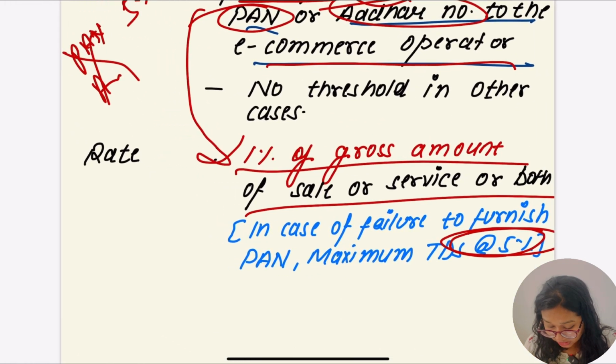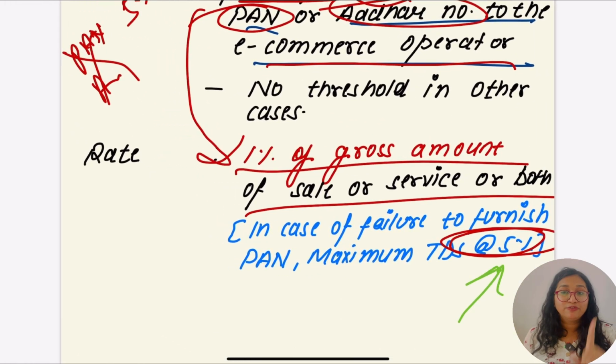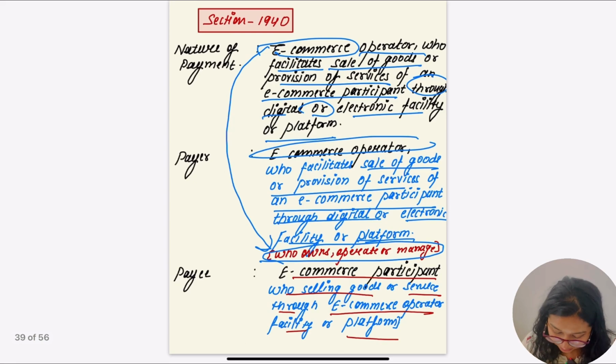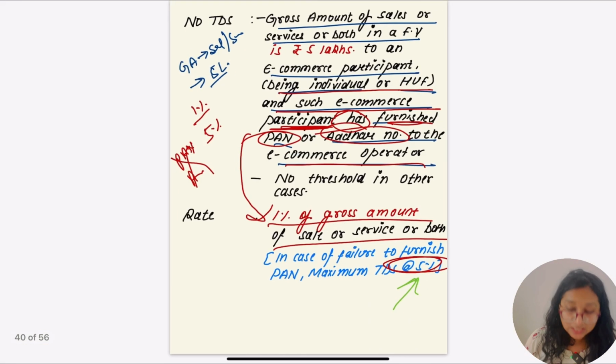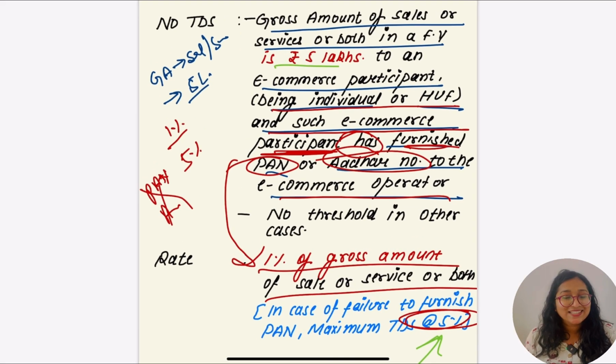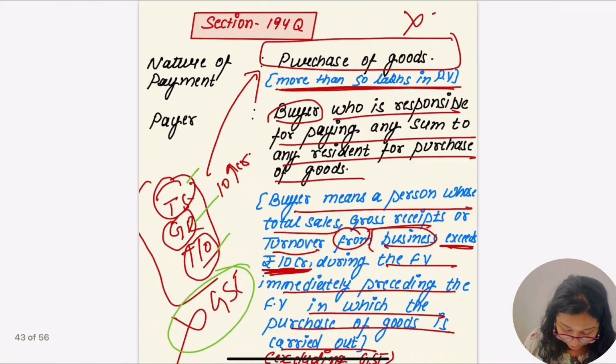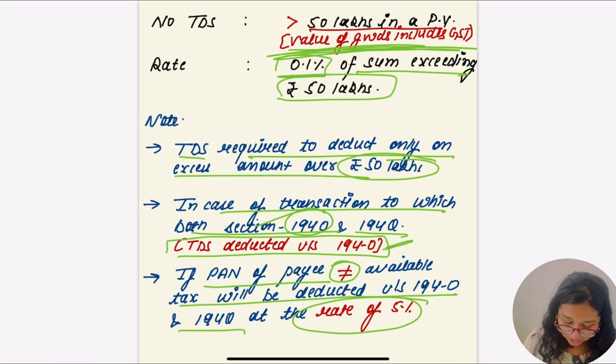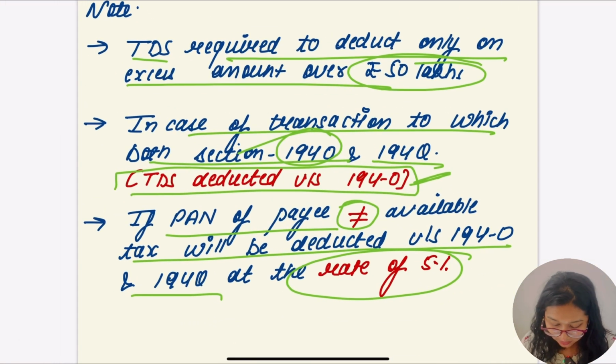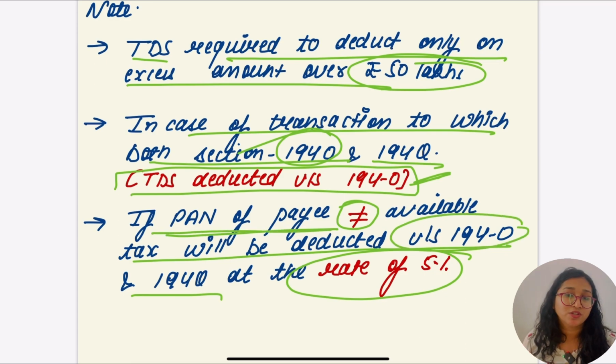Yes, I also mentioned here that in case of 194O, remember the limit was what? 5 lakh, right? The rate was 1%, and 5% if the PAN number, the Aadhaar number is not furnished. I already told you. The same thing is written here in case of 194Q. Let me read it again, which says if PAN of payee is not available, tax will be deducted under section 194O and Q at the rate of 5%, not 20%. Hope this point was also clear to you.